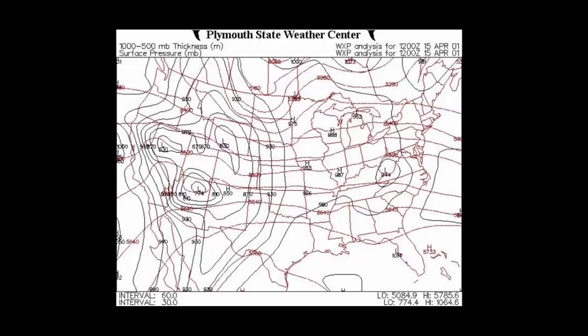So the first map is showing you 1,000 to 500 millibar thickness values in meters. Okay, so we know that with a warmer atmosphere, we're going to see higher thickness values. A colder atmosphere, we're going to see lower thickness values. So if you look at this map, much higher thickness values towards the south, much lower thickness values to the north. This is just telling you that you have warmer temperatures to the south, colder temperatures to the north.